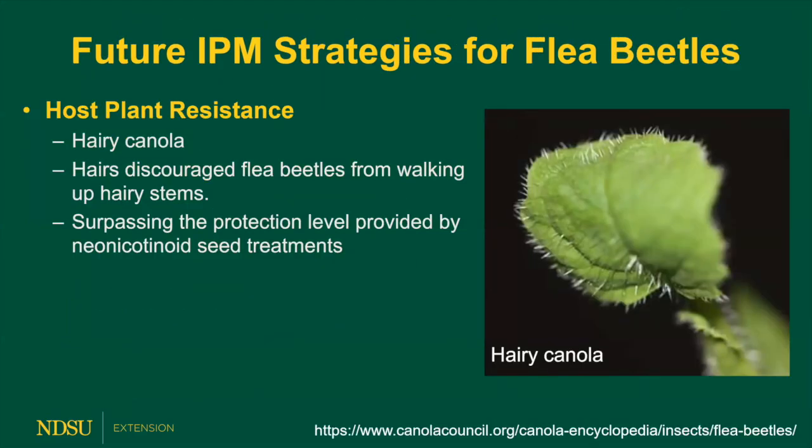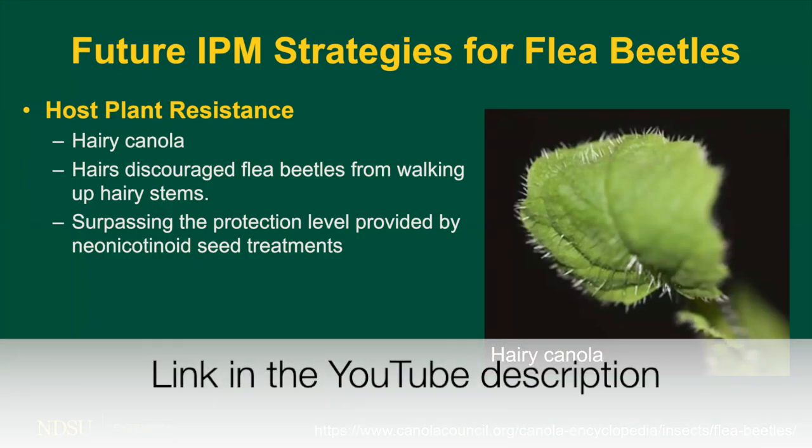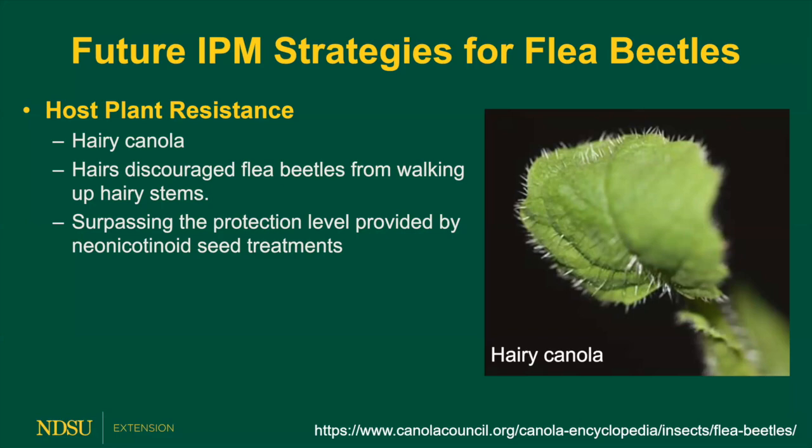There is some other future IPM strategies for flea beetle. Host plant resistance is one of them. And up in Canada, they found a hairy canola plant, and they're isolating the genetics on this and going to try incorporating it into some new hybrids. But these hairy on the leaves and stems, the flea beetles do not like it, and they do not prefer these plants. In fact, in their research, it surpassed the protection level provided by the neonicotinoid seed treatments.